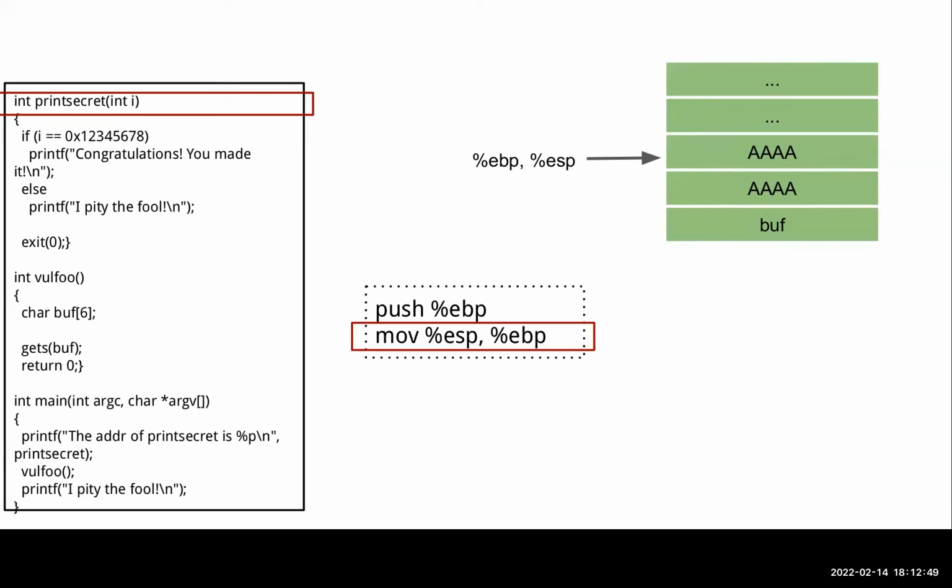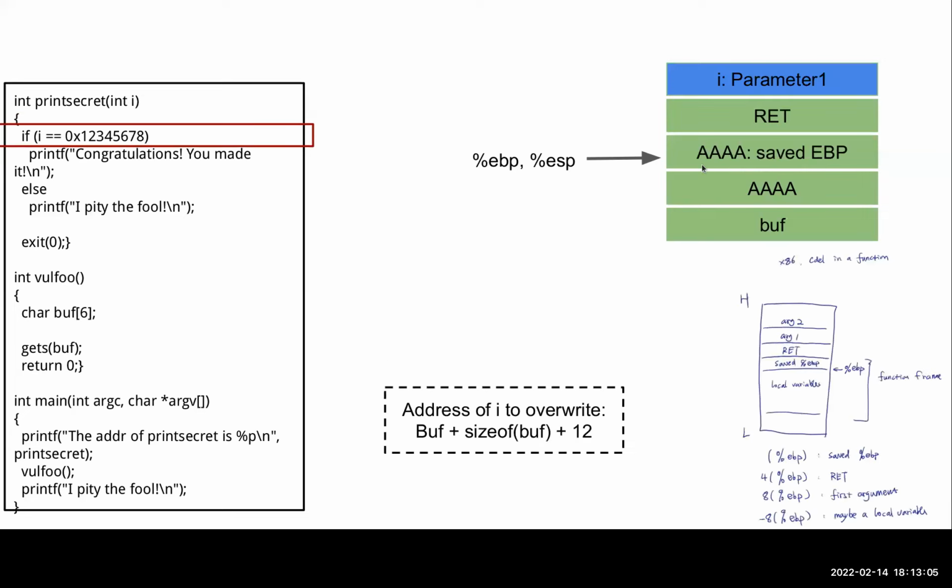It should be EBP plus 8, right? From the print secret point of view, its first argument would be where EBP points to, plus 8. So it will actually be here, because this is where EBP is. This is EBP plus 4. This is where it believes its return address should be, and higher than that should be its parameter or argument.